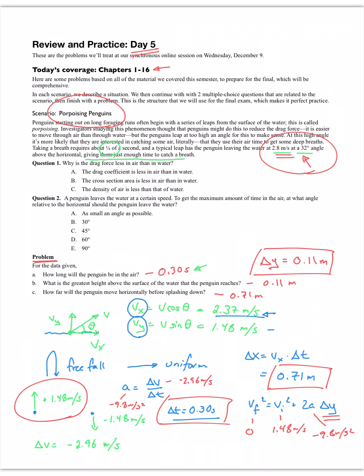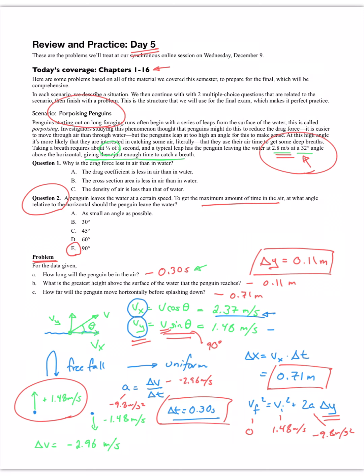Now, let's come back and take a look at question 2. And question 2 asks, if the penguin wants to get the maximum amount of time in the air, well, for the maximum amount of time in the air, I want to have the biggest possible vertical velocity. The vertical velocity is v times the sine of theta. If I take theta and make it 90 degrees, the sine of theta is equal to 1. The vertical velocity is equal to v. That is as big as it can possibly be. That is going to give me the most possible time in the air. And so the answer to this one is 90 degrees.